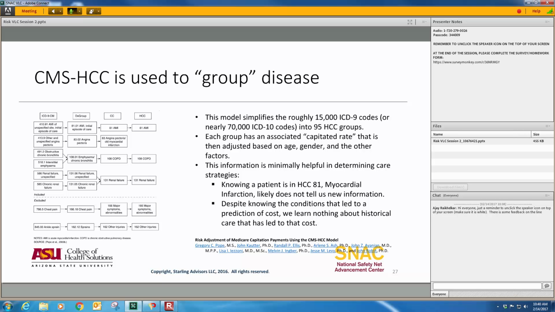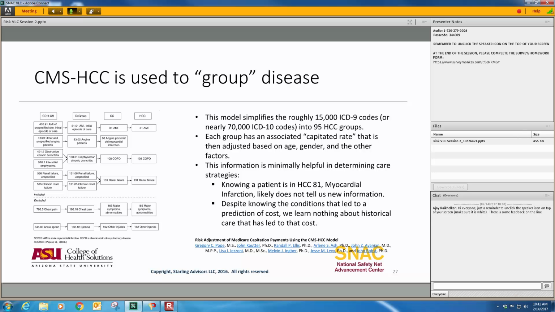But what we often get asked is, should we get the risk scores from our health plans and use those to model or drive care? While we think that might be interesting information and potentially useful, knowing, for example, that a patient falls into HCC 81, which is myocardial infarction, probably doesn't give us information that our clinicians didn't already have. And despite knowing what conditions led to CMS's ability to predict cost, we don't learn anything about historical care that has led to that cost from this risk scoring model.